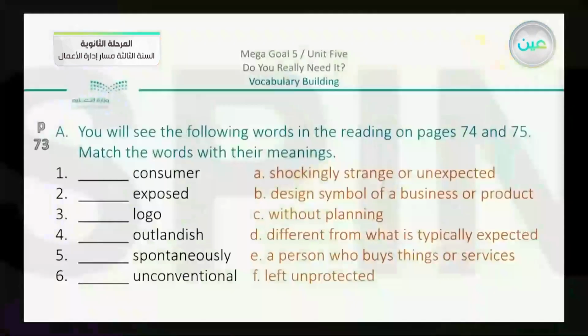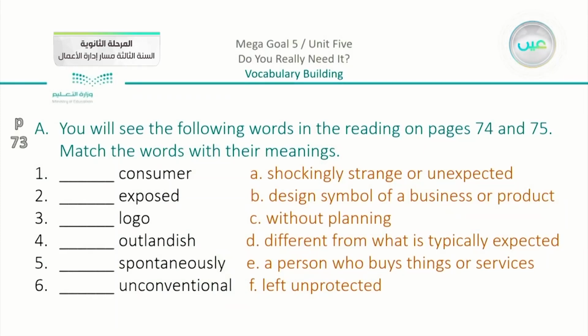Going back to our basic exercise that we have in the book, page number 73, we have here the first word, consumer. Now you can relate to the words that we have here. We have consumer, we can relate to a person. So we have here a person who buys things or services, which makes consumer E. Now something that we said that is exposed, we can relate from the words that we have here with the word unprotected, which makes it a little bit dangerous. So we have here F for exposed. Now logo is simply related to one word, which is symbol. So we have here design symbol of a business or a product, which makes logo B.